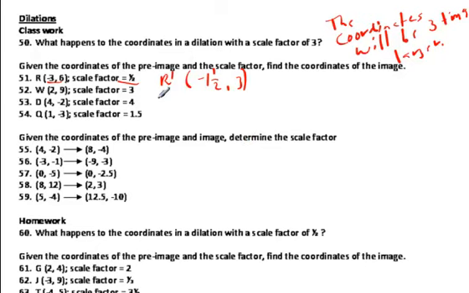Okay, W prime, I'm going to take 2, 9 and do a scale factor of 3, which means I'm going to multiply by 3. So W prime, 2 will now be 6, and 9 will be 27. Okay, D prime, 4, -2 with a scale factor of 4, so I'm going to multiply both these coordinates by 4. So 4 times 4 is 16, and 4 times -2 is -8. So there's going to be my new point.